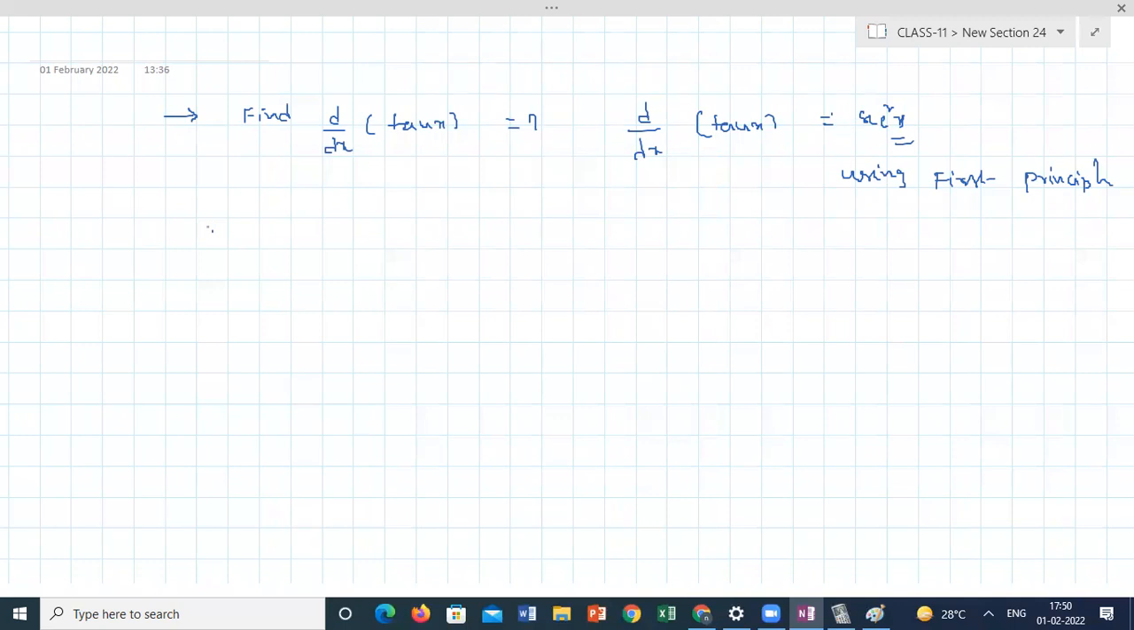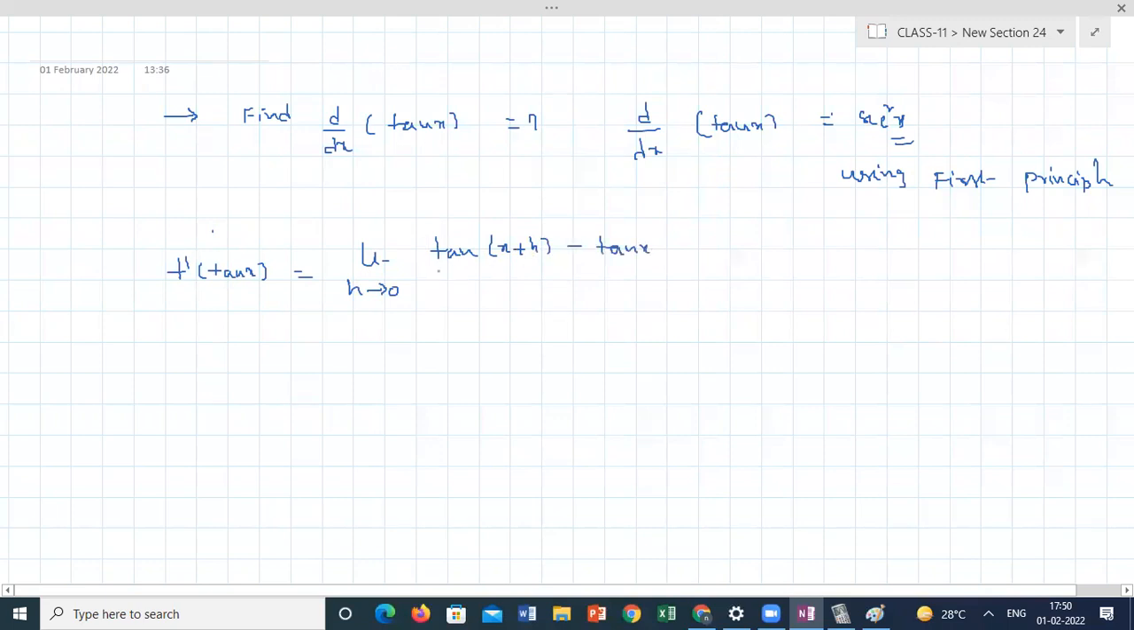Sir, it would be limit h tends to 0 of tan x is equal to limit h tends to 0 of tan of x plus h minus tan x upon h. If I substitute directly, I will get 0 by 0, correct? Yes, sir, that is an indeterminate form.